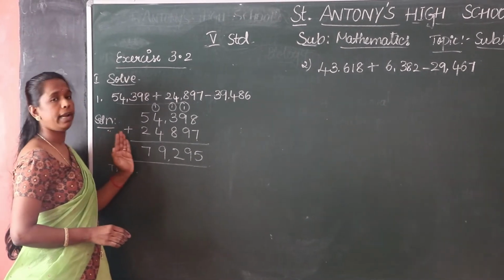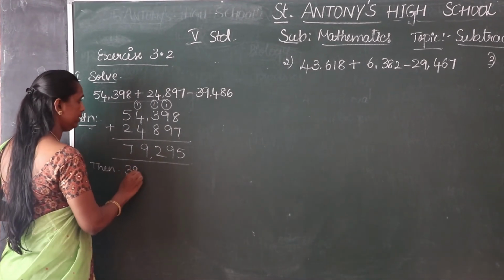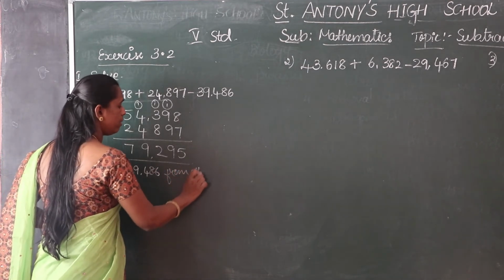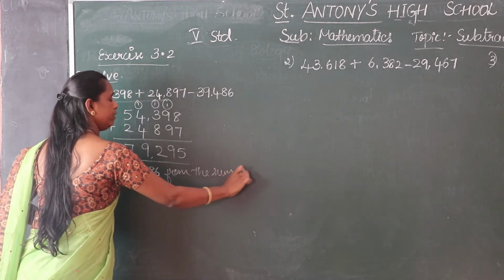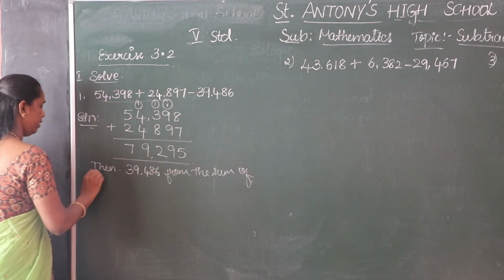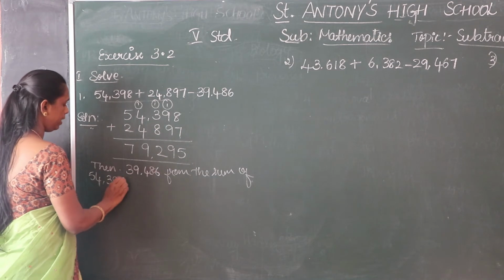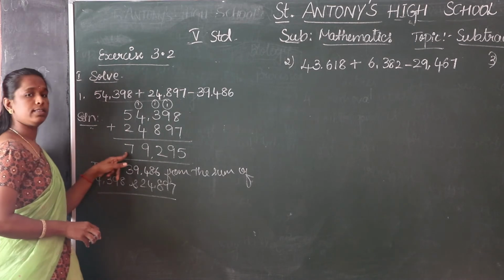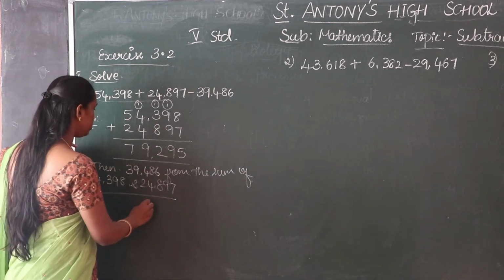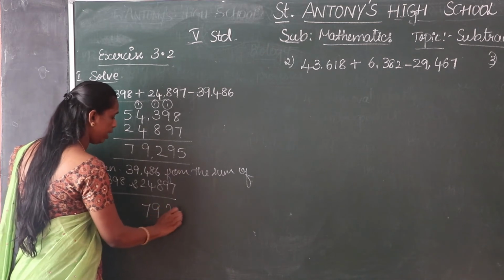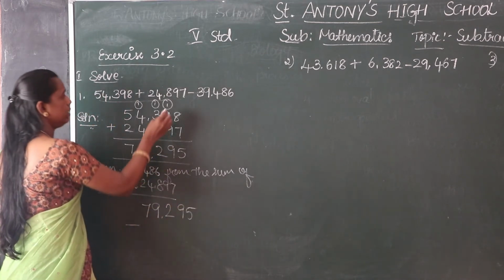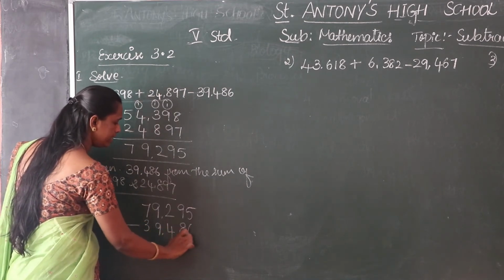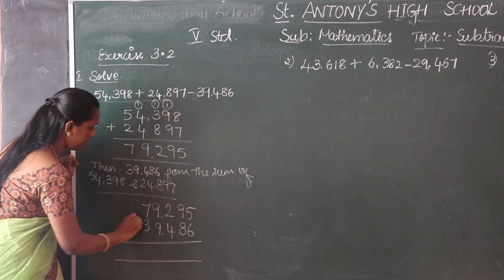Now we have to subtract 39,486 from the sum of these two, that is 54,398 and 24,897. What's the answer for this? 79,295. So 79,295 minus this one, 39,486. Do the subtraction here.